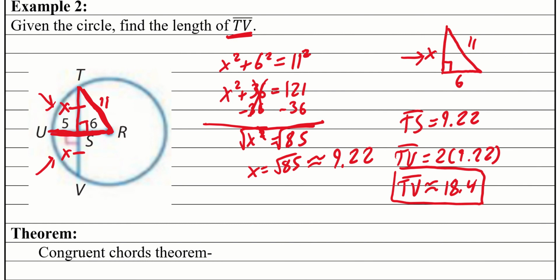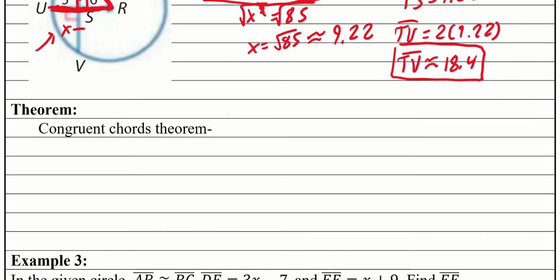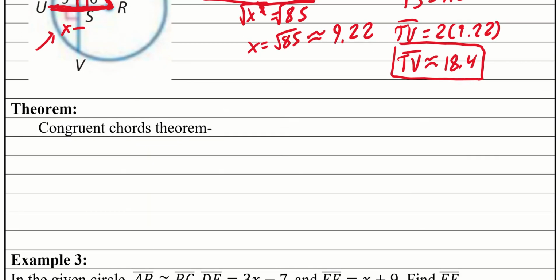You'll notice that the textbook really likes to tie in ideas that we've already talked about with Pythagorean theorem and trigonometry, okay? But this would be the idea. Okay, last thing that we need to talk about here. Another theorem that we can use is called the congruent chords theorem. Okay, the congruent chords theorem.